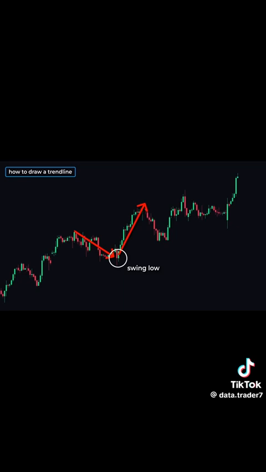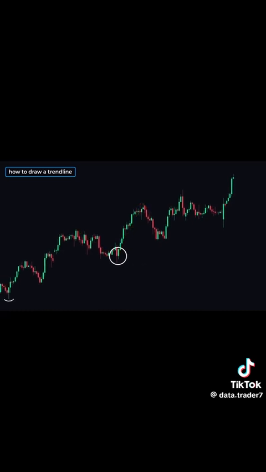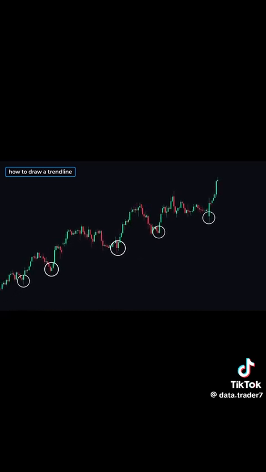Our job is to find as many of these swing points as possible on the chart. And in this case, we can see multiple swing lows right here. However, the key here is to only mark the swing points that are major and obvious to spot. So, only mark the ones that stand out. Now, there needs to be at least 2 major swing points in order for us to be able to draw a trend line. In this case, we have more than enough.